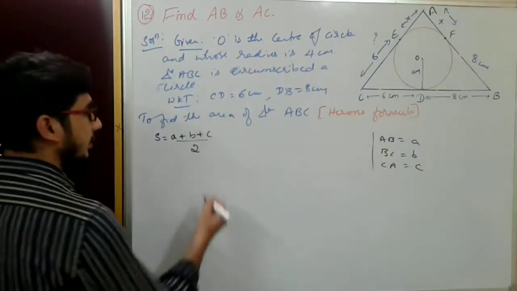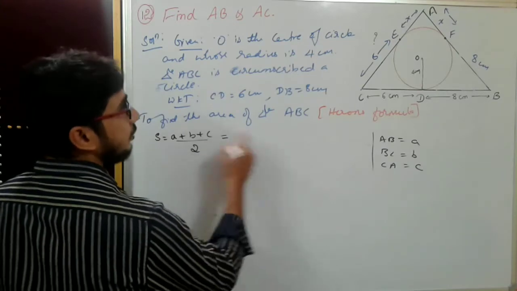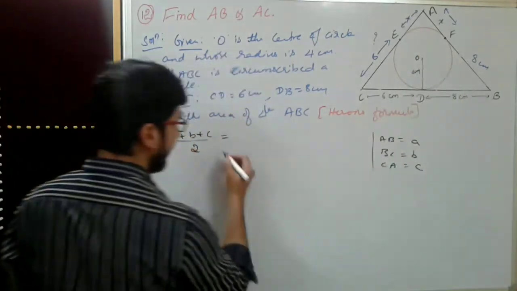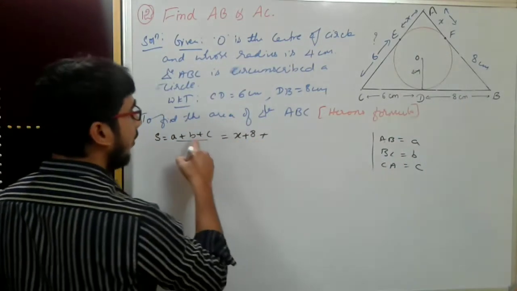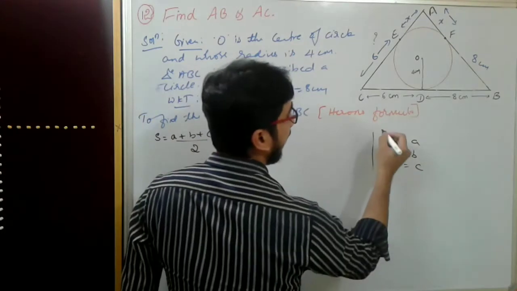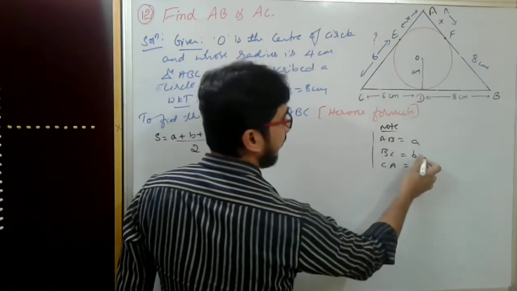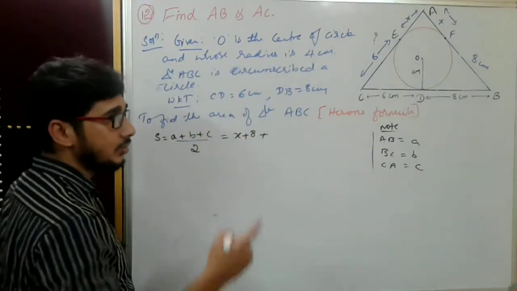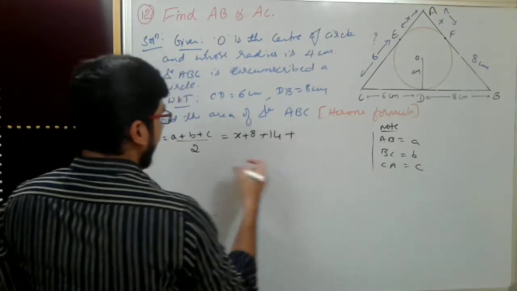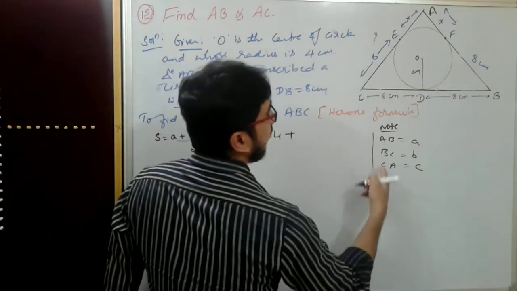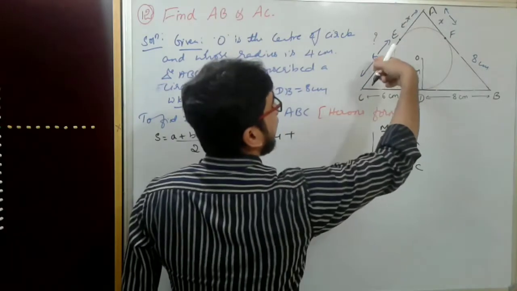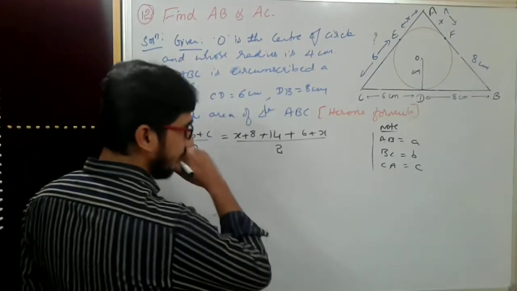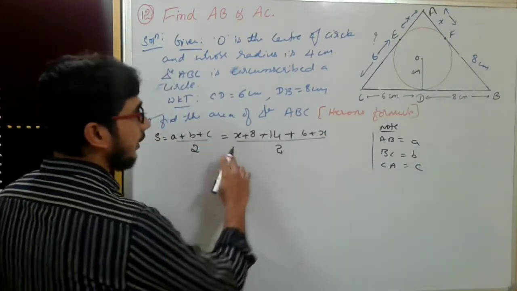Now I'll write the values here. A, how much? Complete AB, how much? X plus 8. B is nothing but BC. BC is 8 plus 6, how much? 14. Next, C is nothing but CA, the complete length. CA is 6 plus X. So S is (X plus 8 plus 14 plus 6 plus X) divided by 2.